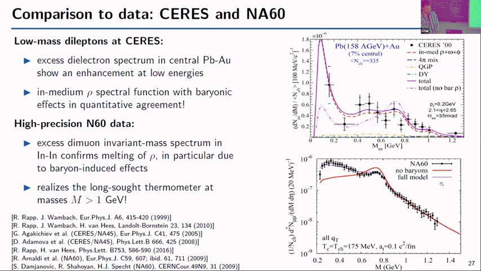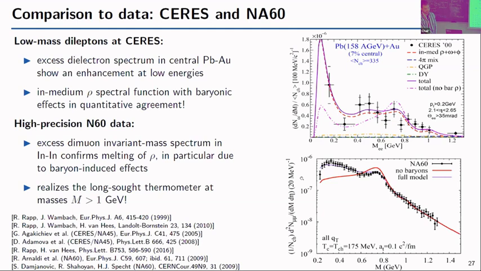The same is true for these high precision NA60 data, which you see down here. Again, you see the comparison with the full model, but also with the computation without baryons, which then fails to describe the data. So you really need these baryons in there. And due to this precision, you are also able to extract a temperature here, which I will come back to.